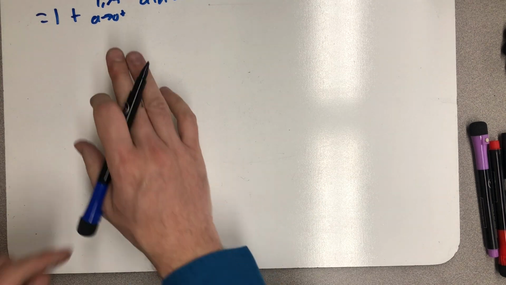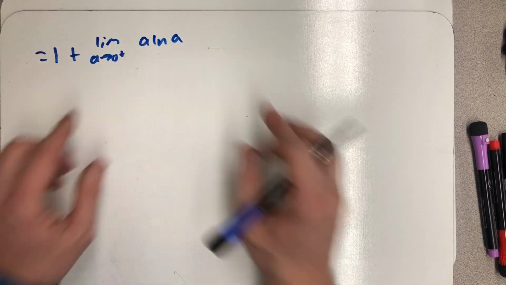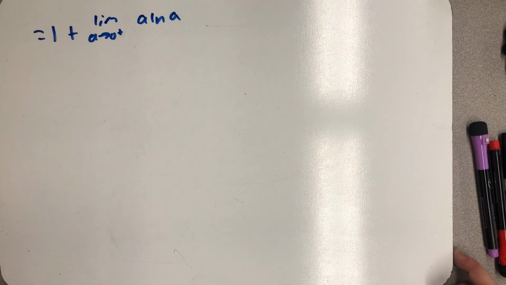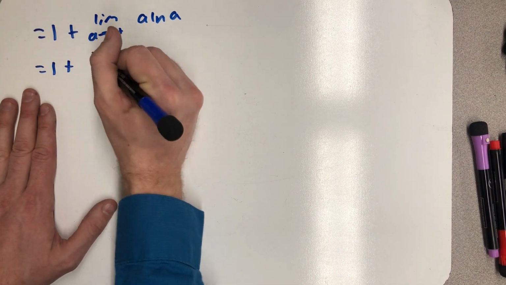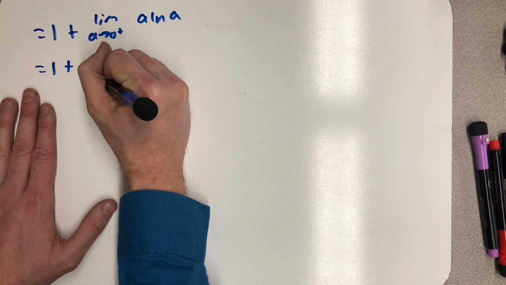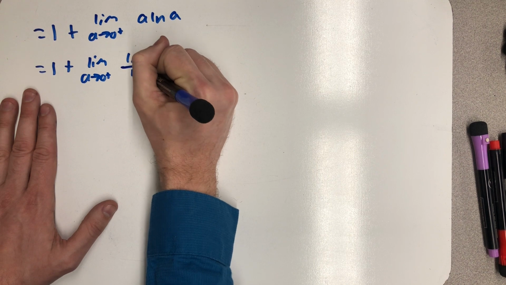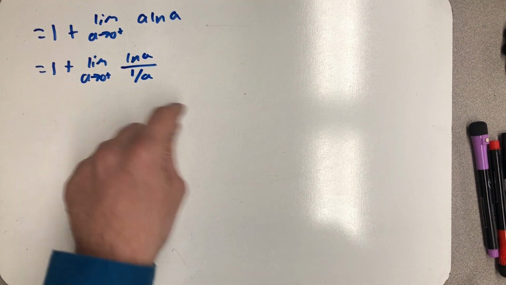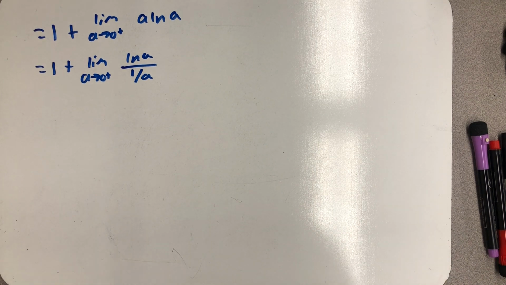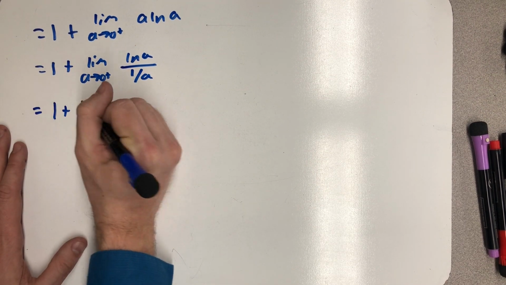Well, when I look at that limit and try to evaluate it, I get a 0 times infinity. That's an indeterminate form, and I remember that from my Calculus 1 class. And so there's one particular rule for evaluating limits that I'm thinking about. I'm thinking about L'Hopital's rule. And if I rewrite a as a 1 over a on the bottom of the fraction, now I have this in an infinity over infinity form. And I can just use L'Hopital's rule to evaluate that limit.